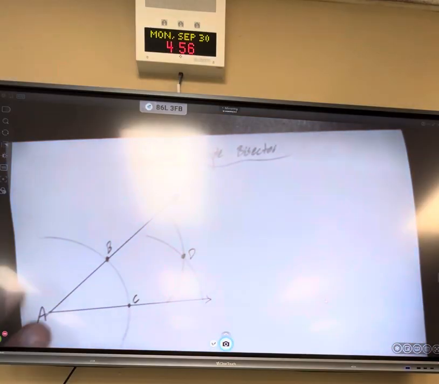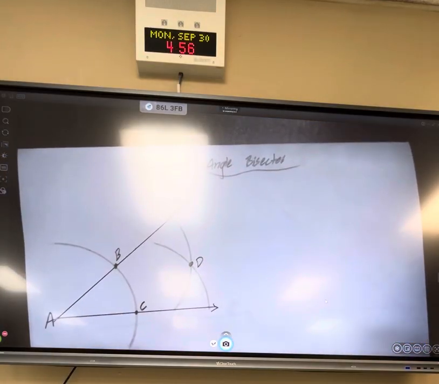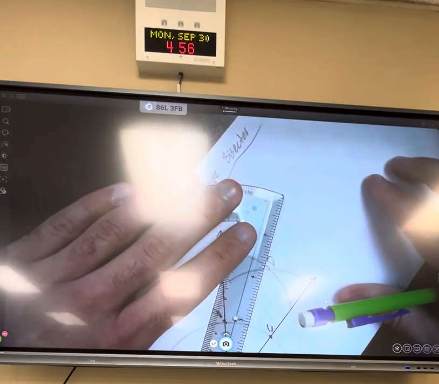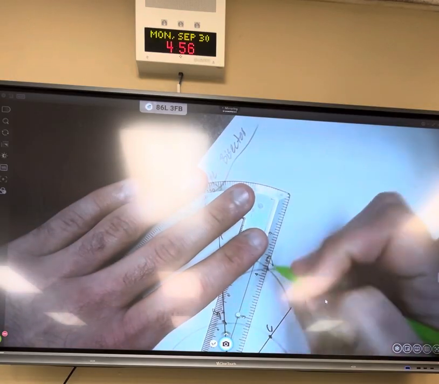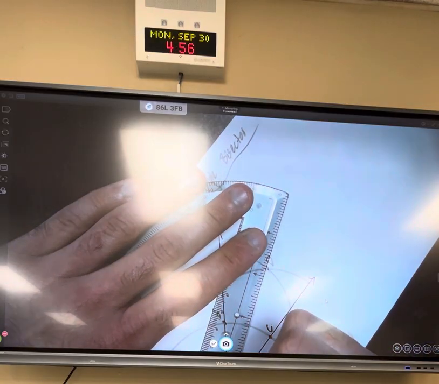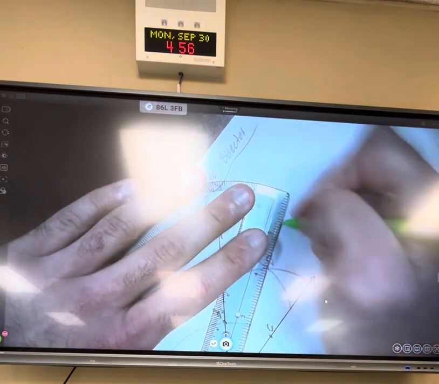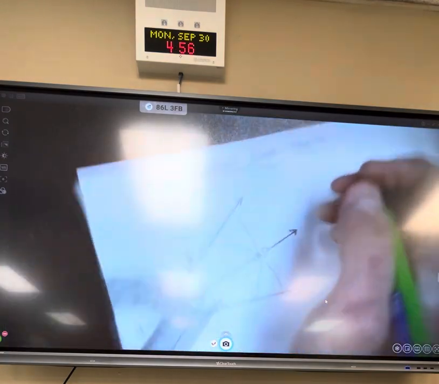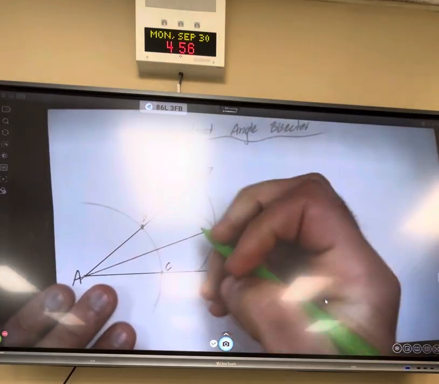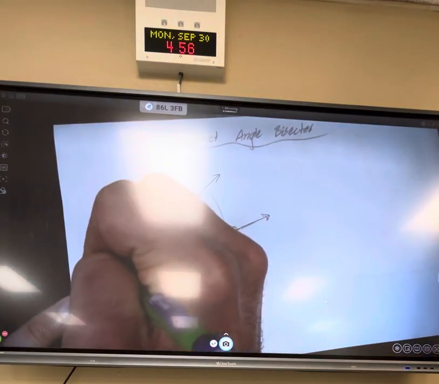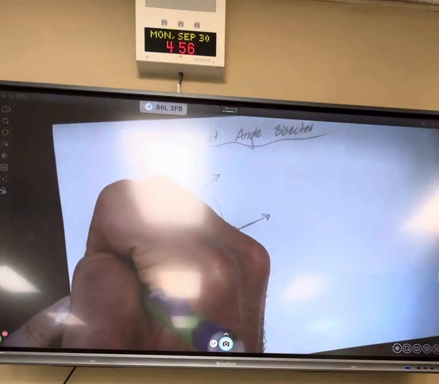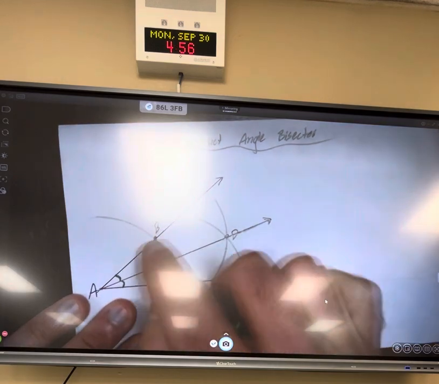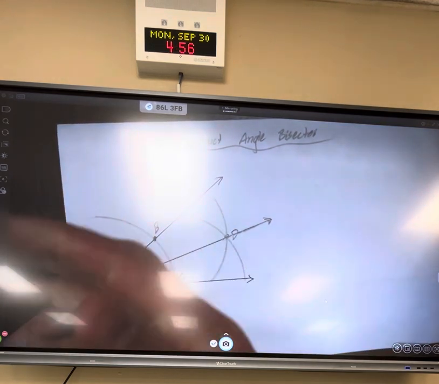So now I'm going to get my protractor and put it on A and D. And I'm going to draw a ray. You need to draw a ray because what bisects angles? Rays. So now you need to draw something like this and like this to show me that you understand that this angle and this angle are now congruent.